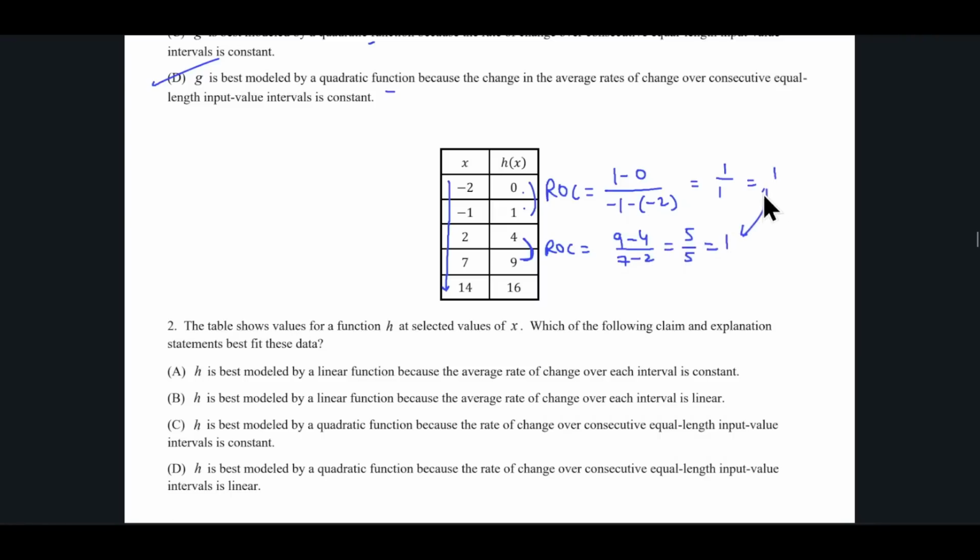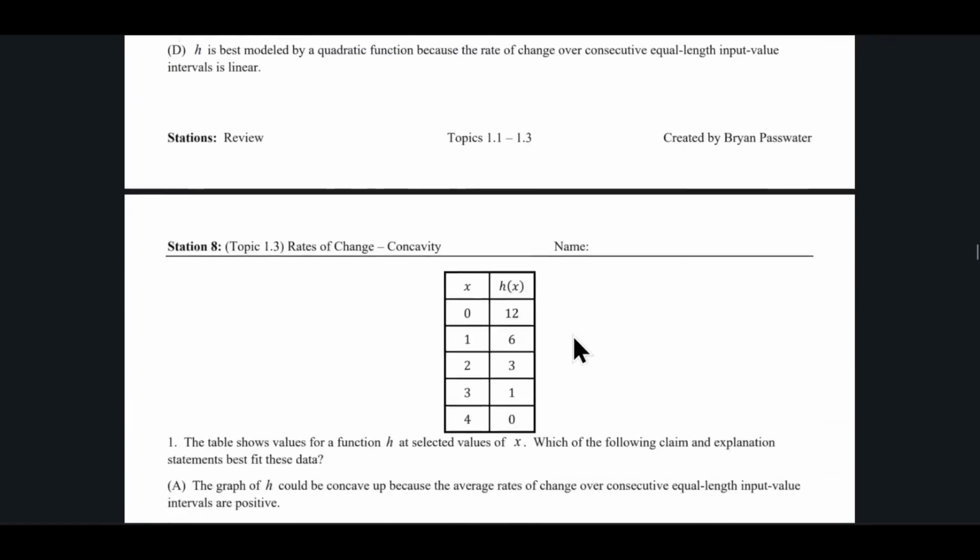Excellent. ROC is same. So this is definitely a linear function because average rate of change is constant. Again, for the same reasoning as mentioned before, this is not the correct statement that average rate of change over each interval is linear. That's not correct. So option A is the best choice.